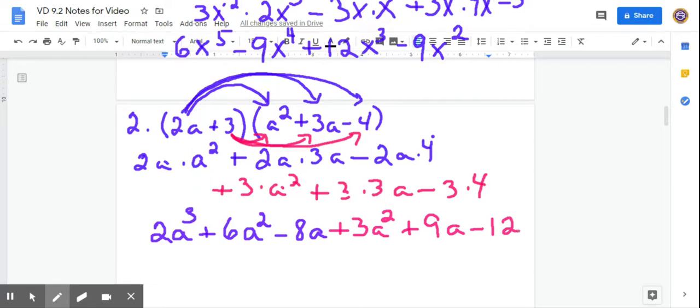Now I lined it up horizontally. You could have also taken, as you did that multiplication, and lined it up vertically. Put the 3a squared under the 6a squared, the 9a under the 8a, and then the 12. So now we're going to add like terms.